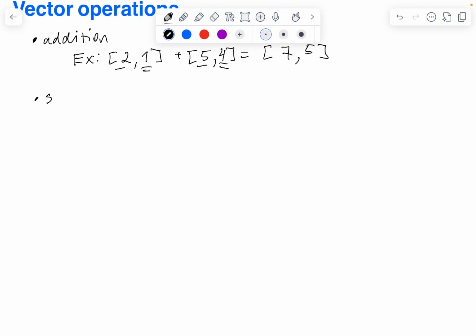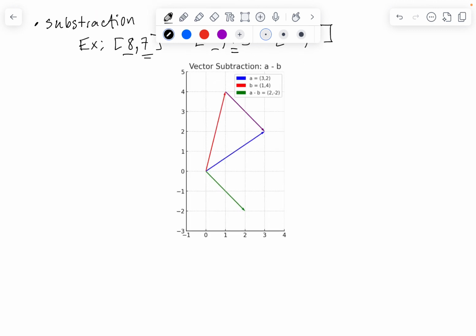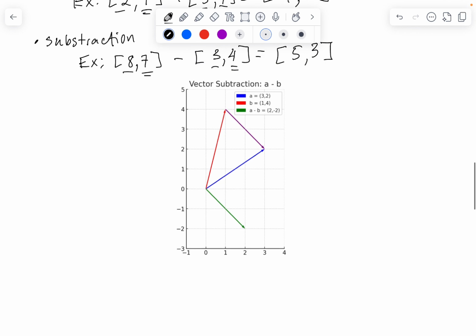Then we have subtraction. For example, we have 8 and 7 minus 3 and 4, and we have 5 because 8 minus 3, and also 7 minus 4 is 3. And here is also a picture to show exactly what subtraction means, because in addition you have the full length of your vector now, but subtraction is a little bit different.